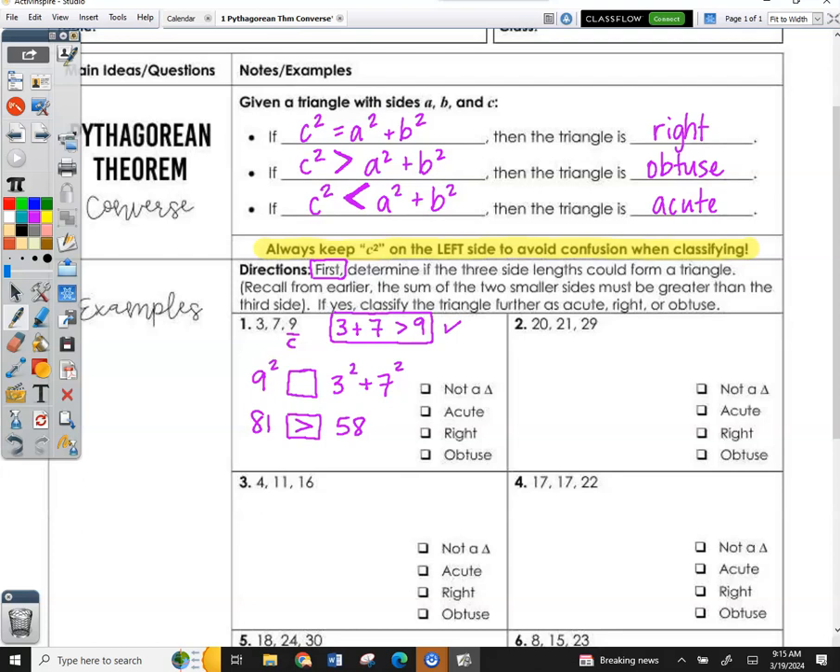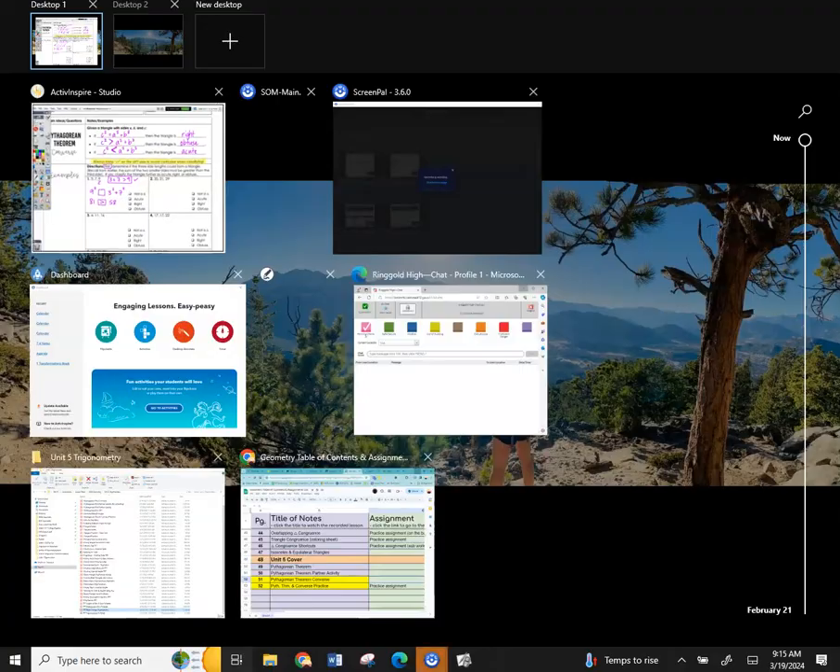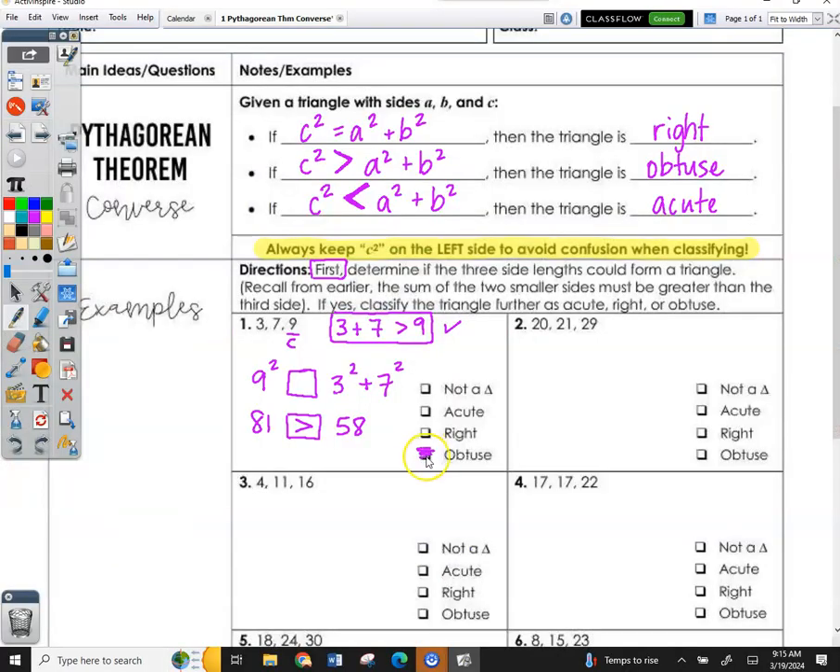So it is obtuse. Or I guess I'll just shade that in instead of doing that.